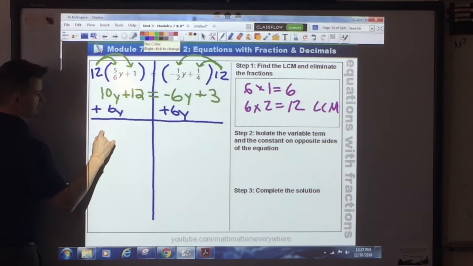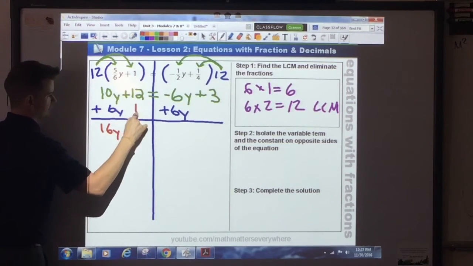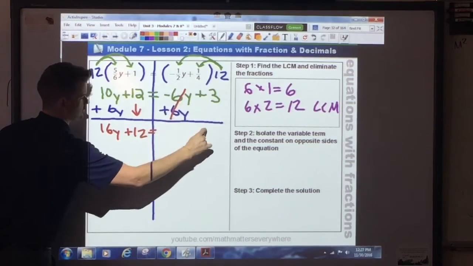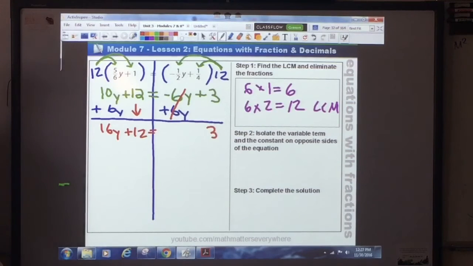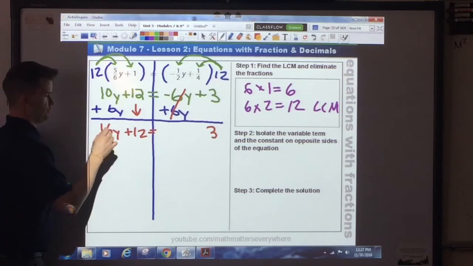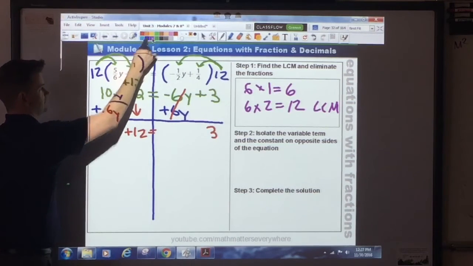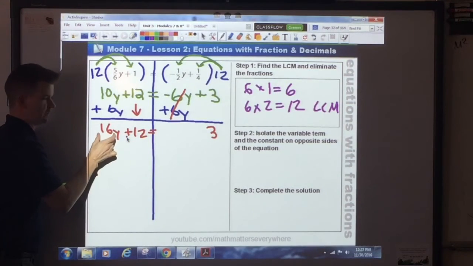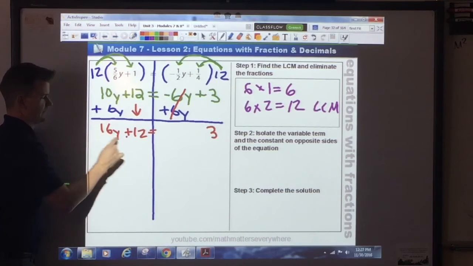10 plus 6 gives me 16y. I bring down the positive 12. I bring down the equal sign. These will cancel. I bring down the 3. Looking at it right now, I can already tell my answer is going to be a fraction. I'm totally okay with that. Right now, we still have work to do before we can divide. I cannot divide yet because I have a constant here. I have to get rid of this constant and have this variable term all alone before I can divide out that coefficient. So I do the inverse.